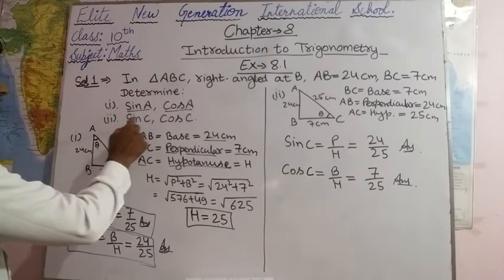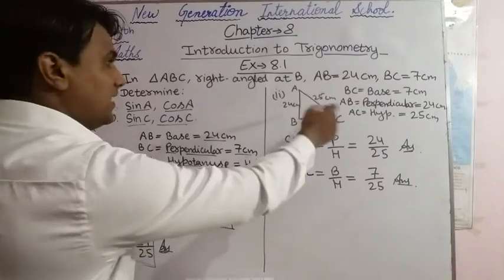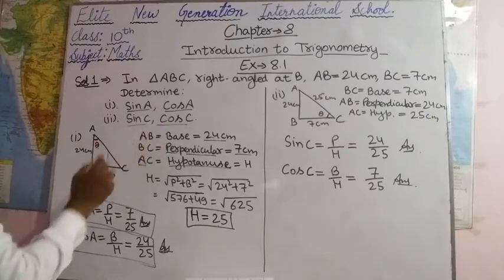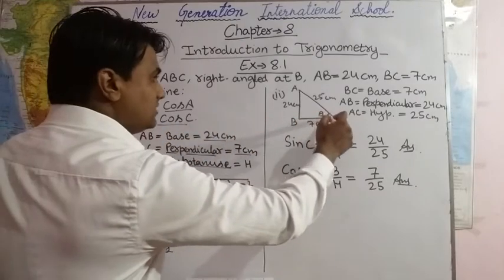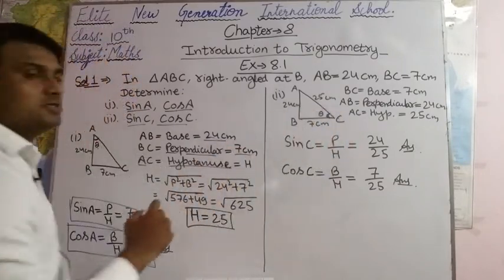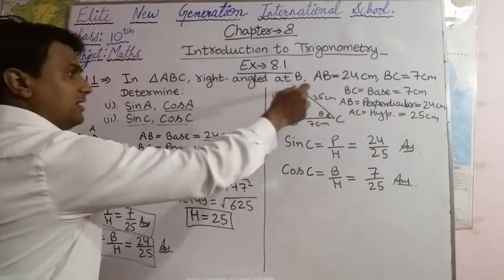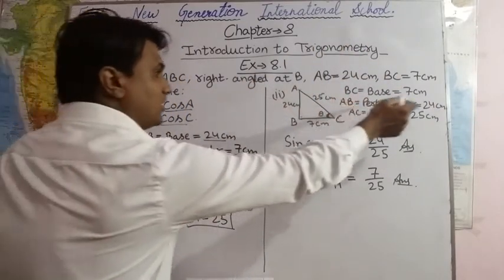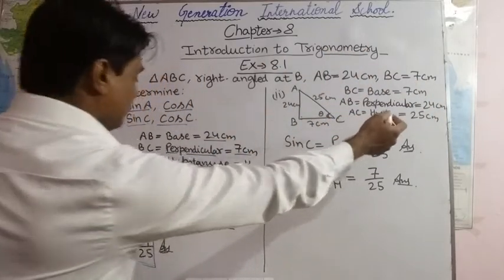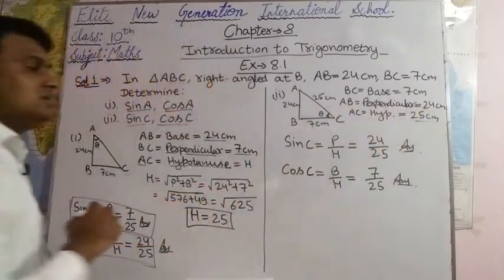Now for the second part, we have to find the value of sin C and cos C. So in this diagram, first of all, we have to find the value of sin C and cos C. So we will take this angle C as theta, and if angle C is theta, then here BC will be base. So BC will be base, that is equal to 7 centimeter, and AB will be perpendicular, equal to 24 centimeter, and the hypotenuse we have found is 25. So the value of hypotenuse will be 25 centimeter.